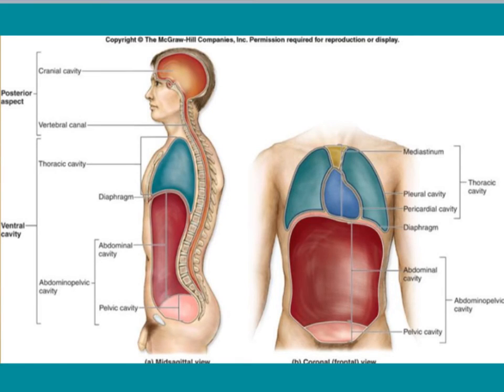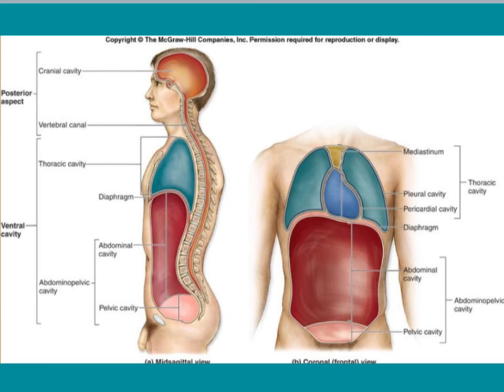This diagram goes on to show the different cavities. Once again, you can see the front of the body towards the right is showing you the abdominal cavity and the pelvic cavity, which together make up the abdominopelvic cavity.